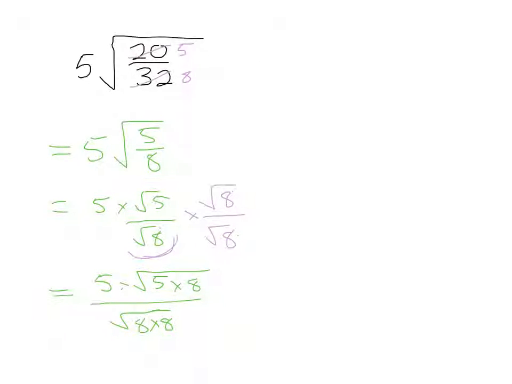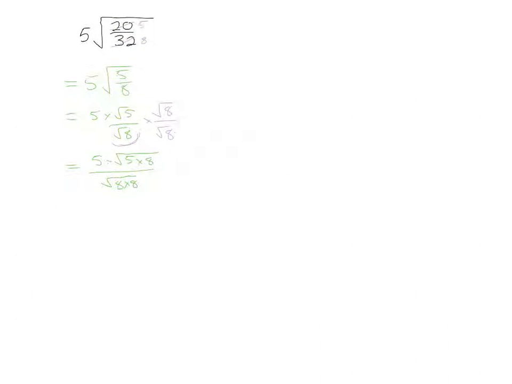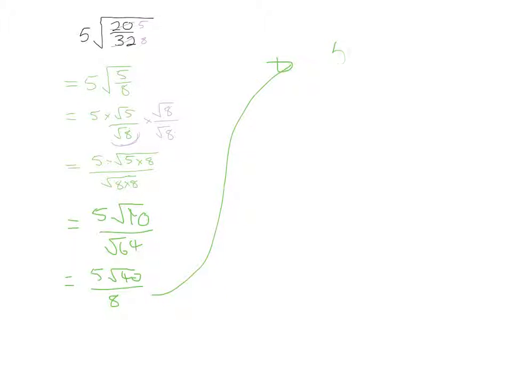Let me see if I can squish this up a little bit. A bit more room now. So that'll be equal to 5 root 5 times 8, which is 40, over the square root of 64, which is equal to 5 root 40 over 8. Now this root 40 we need to simplify, so I'm just going to bring that up here. So we've got 5 root 40 over 8.